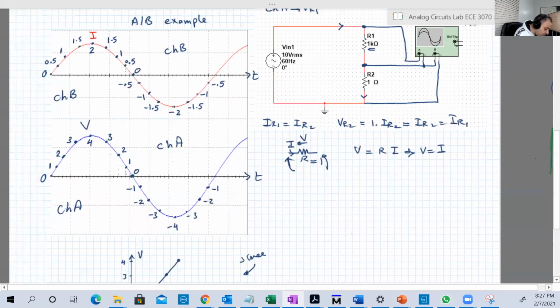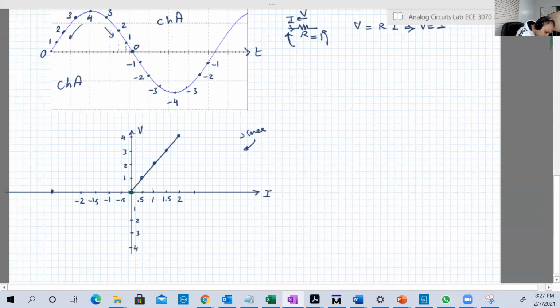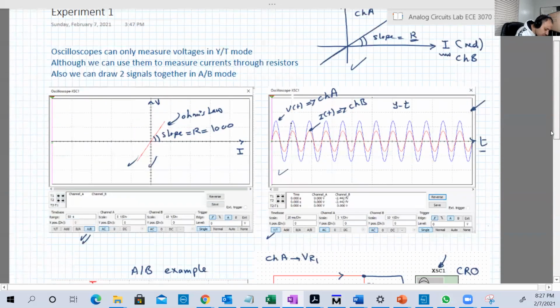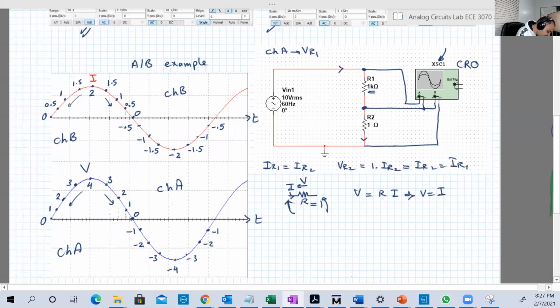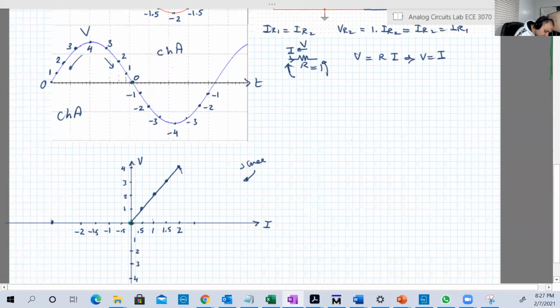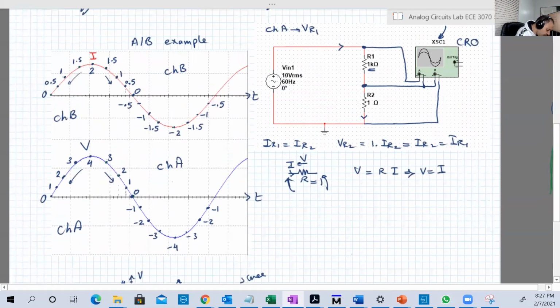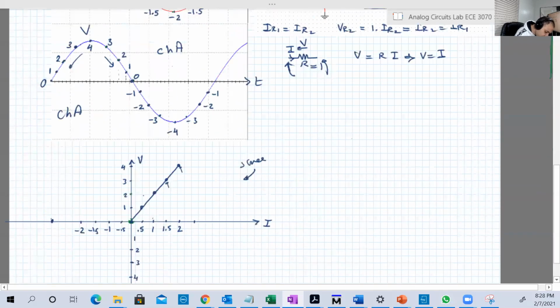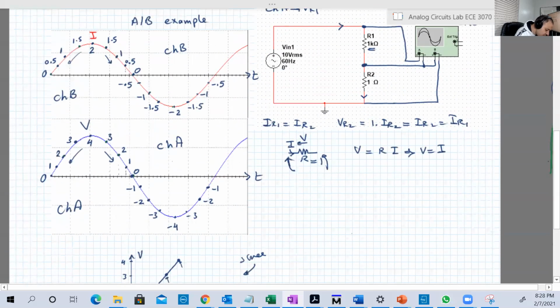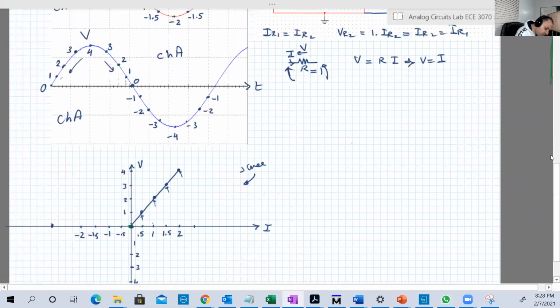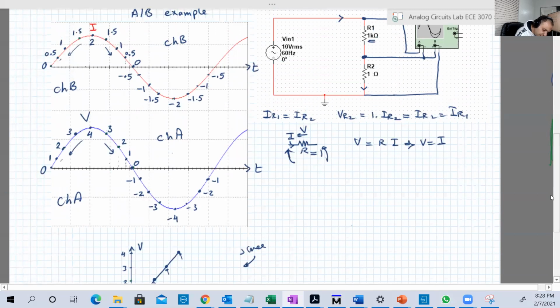You may say, how about this half? It will be the same as this half. Let's check. Again, when I is 2, V is 4. We did it already. When I is 1.5, V is 3. 1.5 and 3, same point. When I is 1, V is 2. We have the same point. I is half, V is 1. Same point. Finally, I is 0, V is 0.